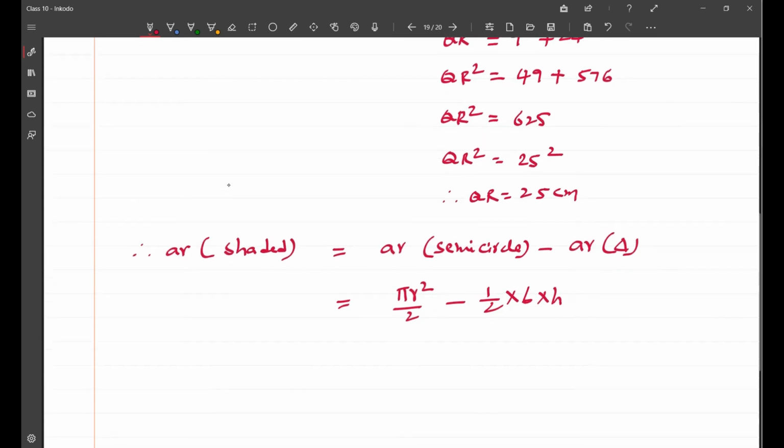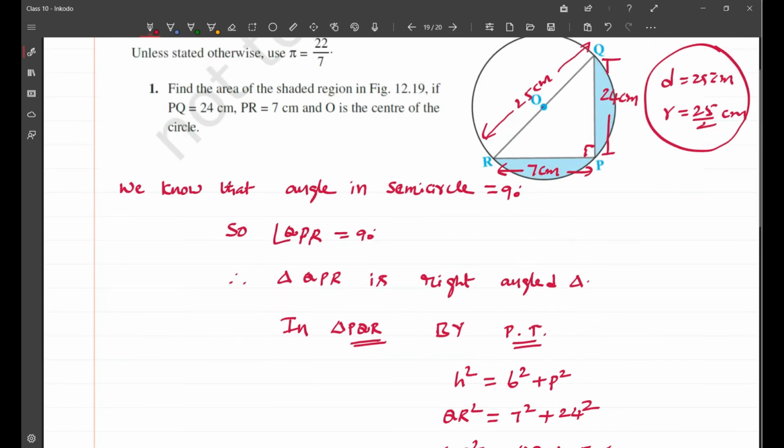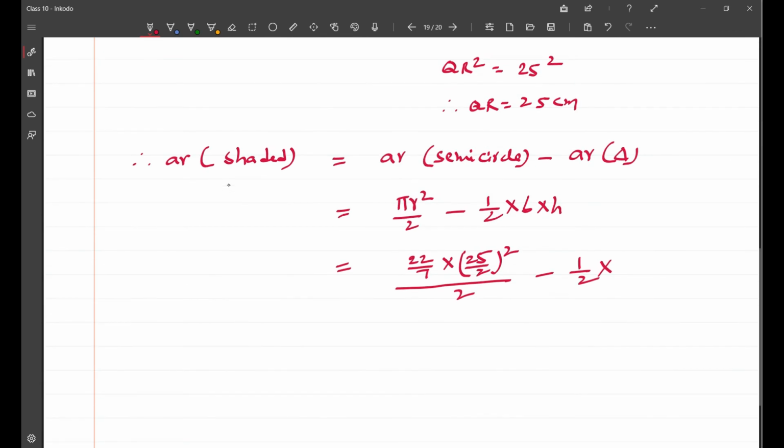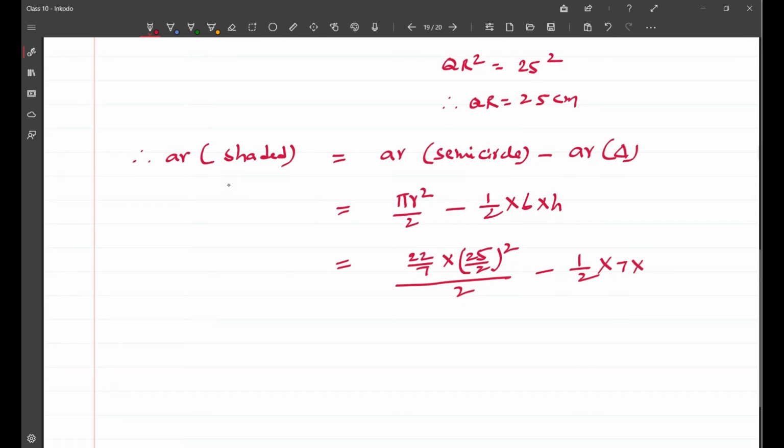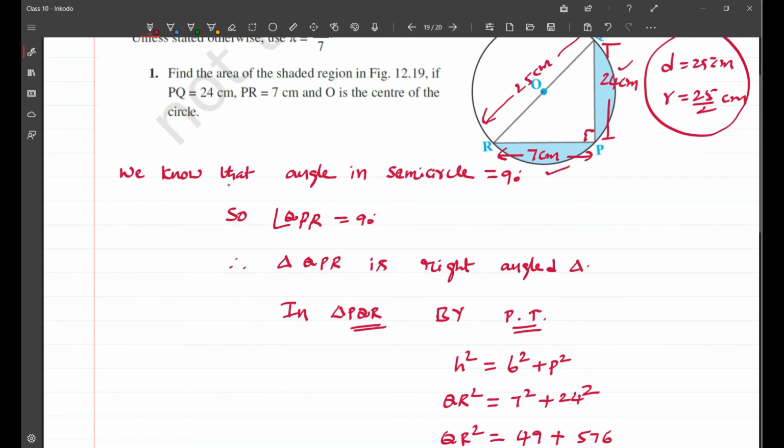Okay, now let's put the values. In this whole exercise, we should take pi value as 22 by 7. So I am writing here 22 by 7 multiply 25 by 2 whole square, whole upon 2 minus half multiply base. Base is given, base is 7 centimeter. So I am taking it as 7 multiply 24 is the height. You can see from the figure. 7 is base and height is 24.